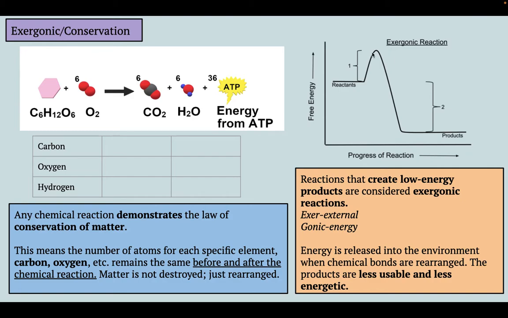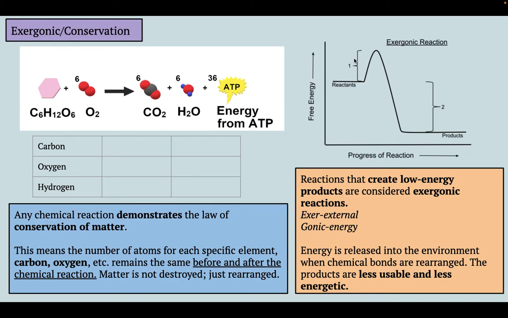Exergonic reactions occur when you take high energy reactants like glucose and make low energy products like CO2 and water vapor. They're called exergonic because the energy, exer, is being released into the external environment. So exer is external, gonic is energy or heat. We're releasing energy and heat out into the broader ecosystem. For us, that would be our bodies and then the air around us.